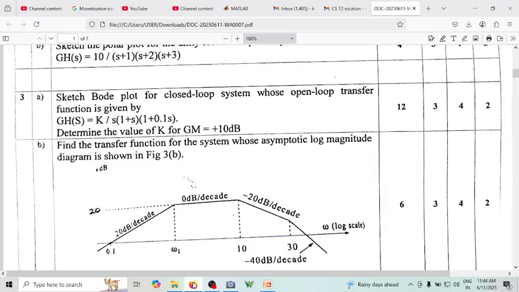That's how you can comfortably answer the questions corresponding to Routh array, root locus, and Bode plot.